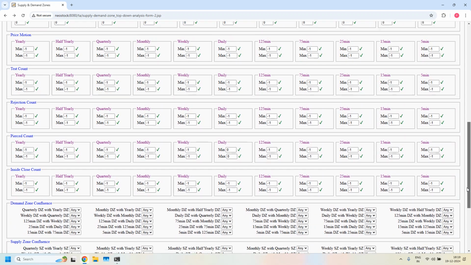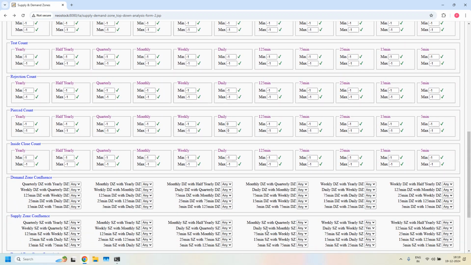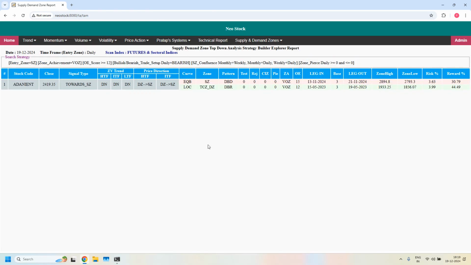So in the supply zone confluence, 2 more additional filters I should set. Daily with weekly supply zone confluence and weekly with monthly supply zone confluence with all the 3 filters. So 1 stock is filtered.